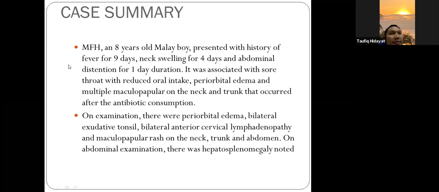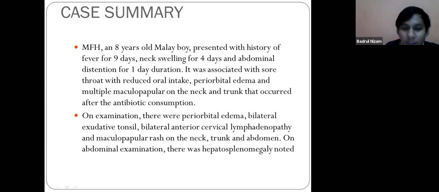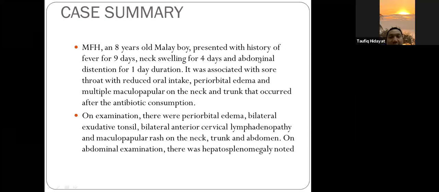Okay, tadi ada cakap apa tu, yang pasal lymph tadi. Ada seorang tadi yang cakap. Boleh repeat tak tadi? Regarding the lymphadenopathy. Lymphoma, Badrul? Yes, that is one of my differential diagnosis also. Okay, anything else? Maybe nak fikirkan yang lain-lain lagi? Okay, so Badrul continue your presentation.